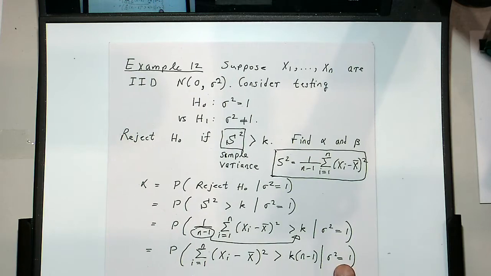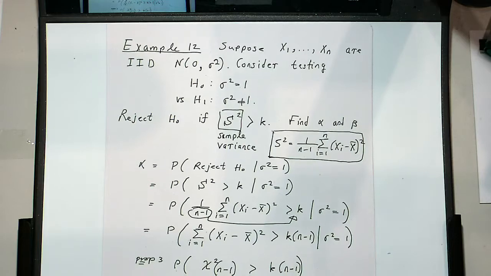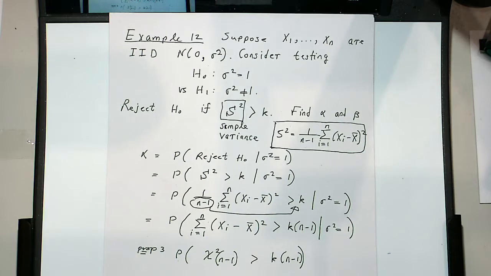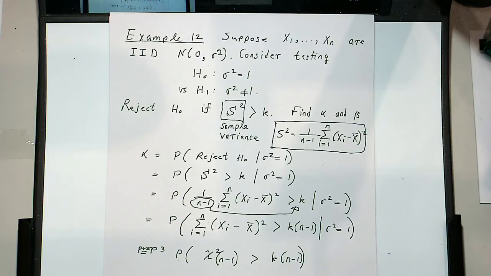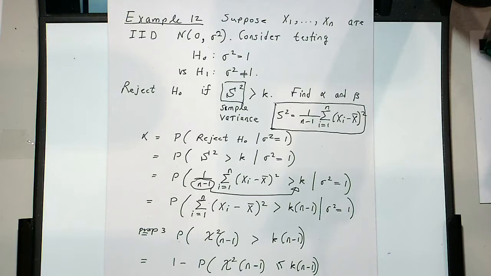And sigma squared is 1, so 1 squared is 1, right? So once again, I'm removing the condition, because conditional on sigma squared equal to 1, this guy has the chi-square distribution. Okay. So this you can write as 1 minus the probability that chi squared n minus 1 is less than or equal to n minus 1 times K, and this you can write as 1 minus F.